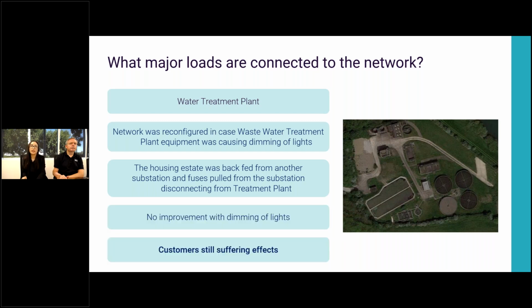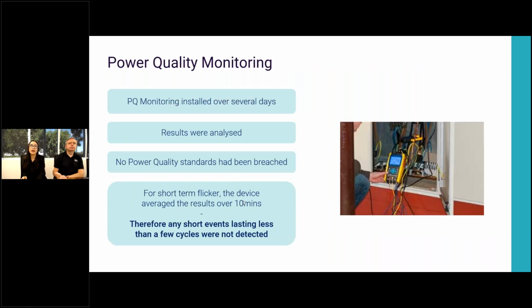However, no improvement with dimming of lights, customers still suffering effects. At that point, the electricity company decided to install power quality monitors at the low voltage substation. It was installed for several days. The results were analyzed and compared against statutory standards. However, no standard was breached.